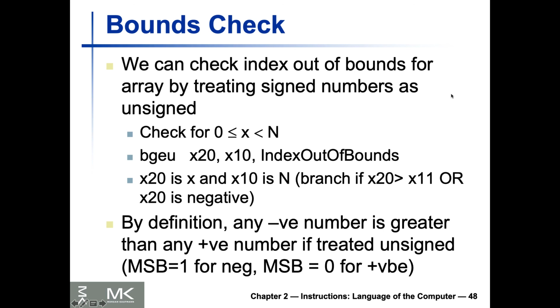So using this, we also can do a bounds check, right? When you are doing for loops, for instance. We can check index out of bounds for an array by treating signed numbers as unsigned. So for instance, if you want to check for x whether or not it is between 0 and n, we just have to use branch greater than or equal unsigned. And if that was the case, you're going to just go to, for instance, an index-out-of-bounds label address, just to represent an error, right? And by definition, we call this -ve and +ve for negative and positive. So they're just abbreviations of negative and positive, right?